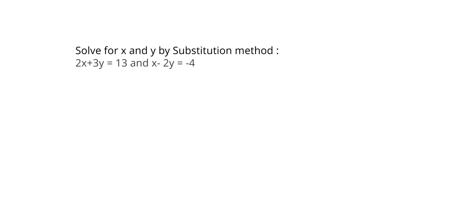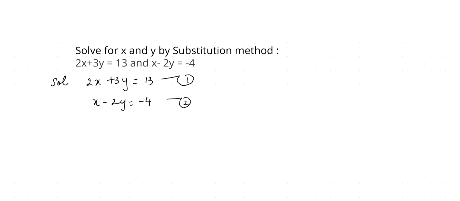Now let's start off with the solution part of this. So it is 2x plus 3y is equal to 13, and you can call it equation 1. And then you have x minus 2y is equal to negative 4, which is equation 2. So two simple equations. We have to solve for x and y. Now, we are going to use substitution. The question is telling us to use substitution.